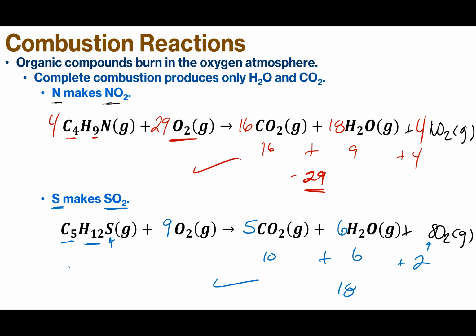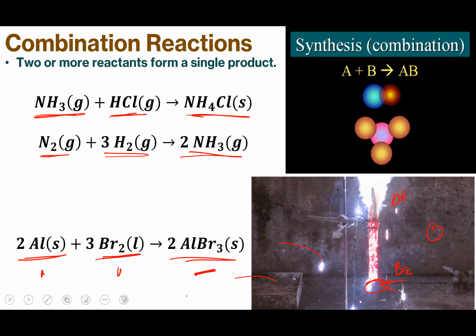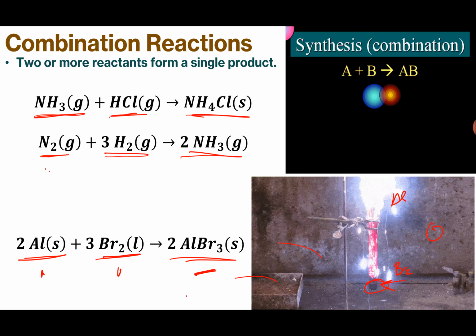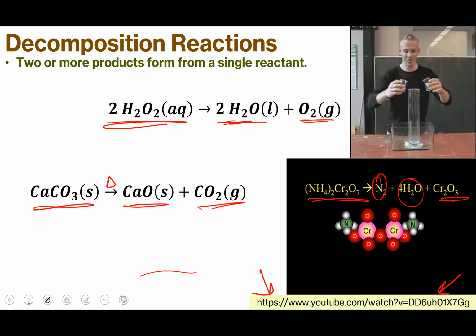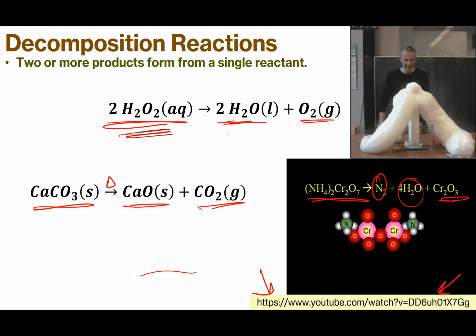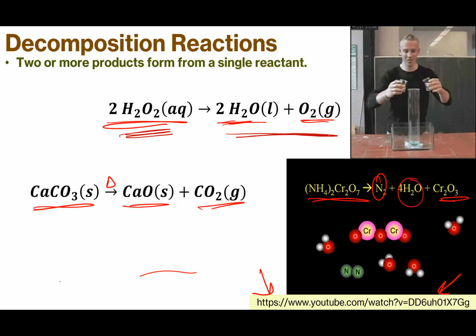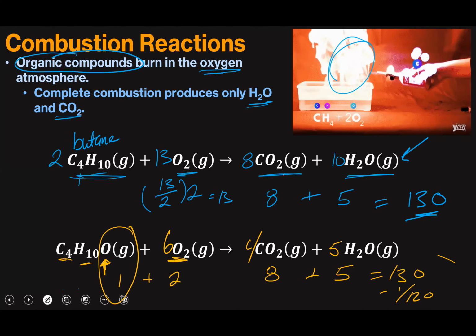Hopefully this makes sense. I just want us to recognize what our patterns are as we're doing stuff, okay? Combination is adding things together. 2 things on the left, making 1 thing on the right. Decomposition is the reverse of that. 1 thing on the left, making 2 things on the right. Combustion is making carbon dioxide and water.